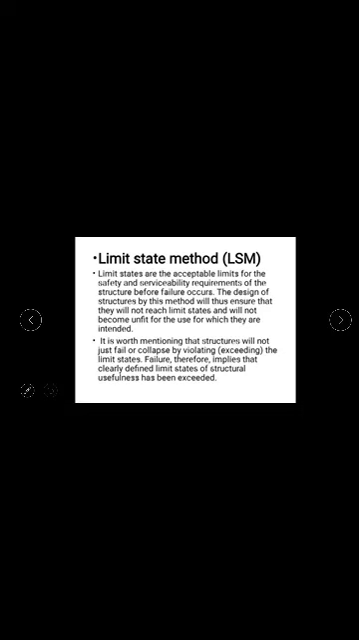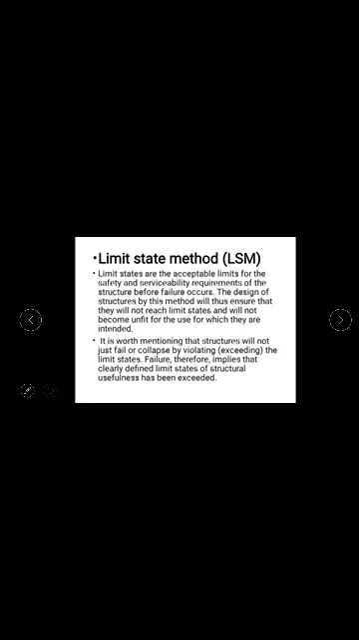If you see the working stress method and the ultimate load method, there have been no checks. You have to wait up to the failure. Whereas in the case of the limit state method, there is a check on serviceability. So when there is a failure in terms of serviceability, then you can find out that the structure is going to fail, or that the failure is going to happen in due course of time. So that is the unique feature of the limit state method.